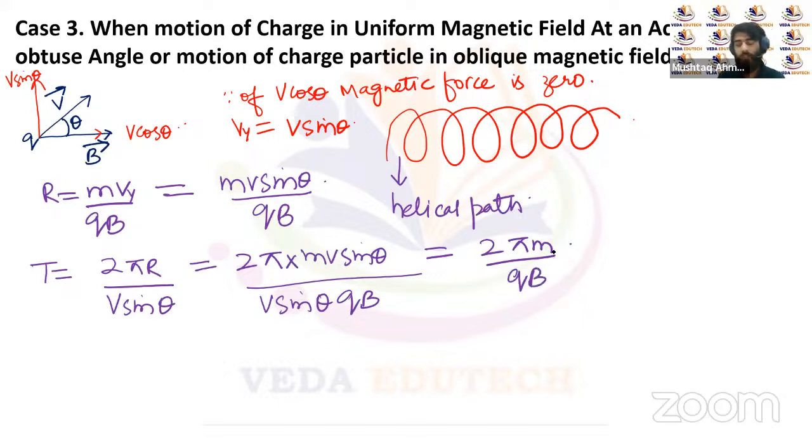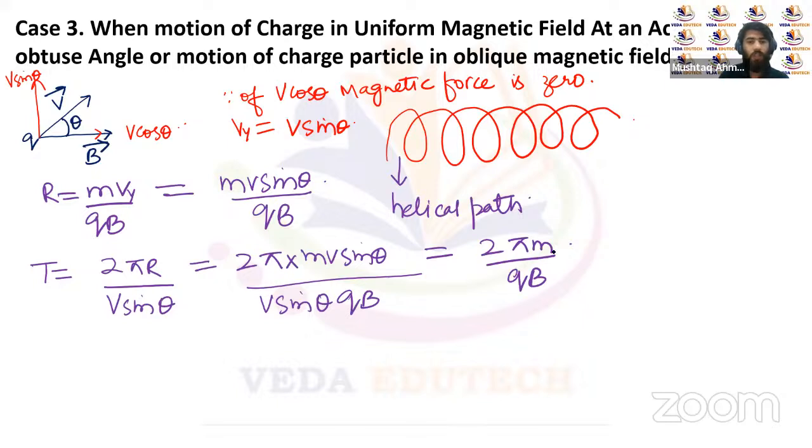It means the time period of this motion does not change. It remains constant. Now, will the frequency of this particle change? No, the frequency will also remain the same. Kinetic energy will also remain the same. Kinetic energy is not going to change. The only change here is that the particle is going to move in a helical path.